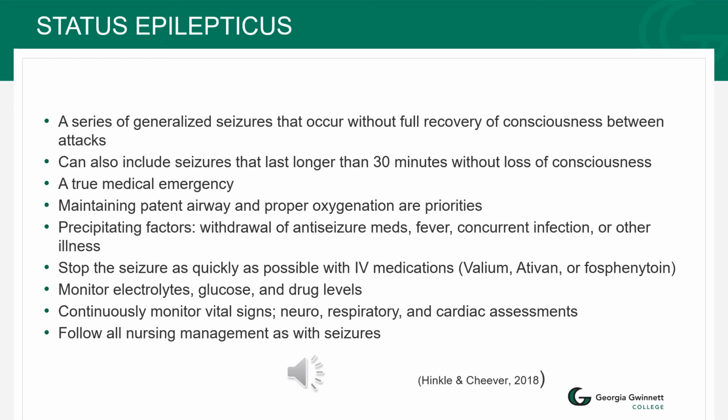You're going to want to monitor for imbalances of electrolytes and their glucose level, as well as their drug level of the anti-epileptic medications they might be taking. And then continuously monitor their vital signs, neurostatus, respiratory status, and cardiac assessment. And then you will follow up with all the nursing management pieces that we talked about earlier with just one seizure, which also apply in keeping that patient safe and minimizing injury to the patient.